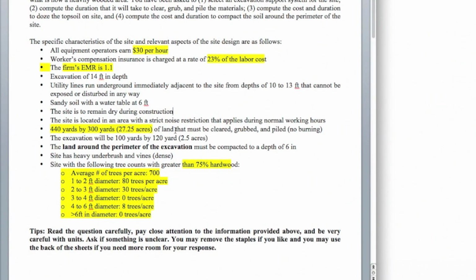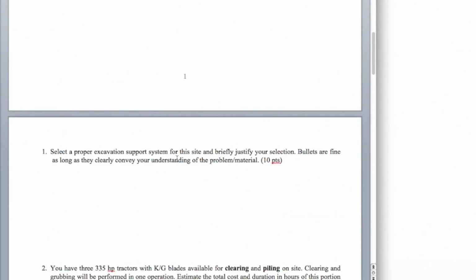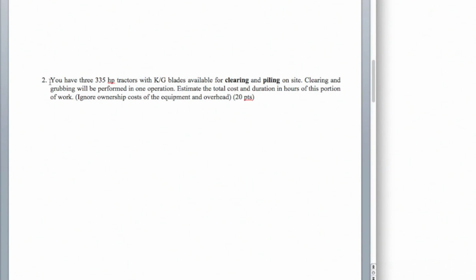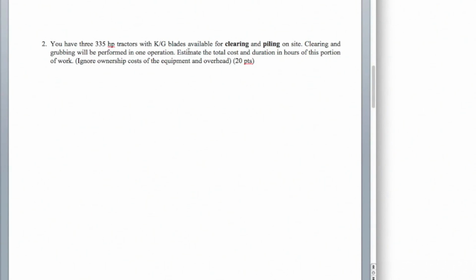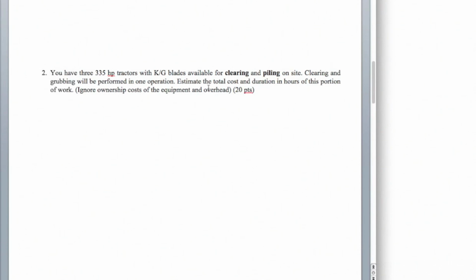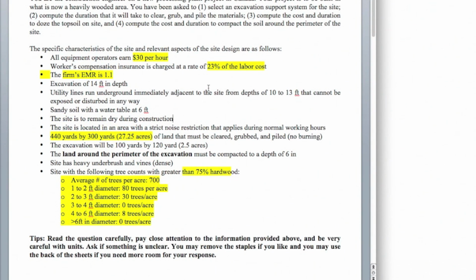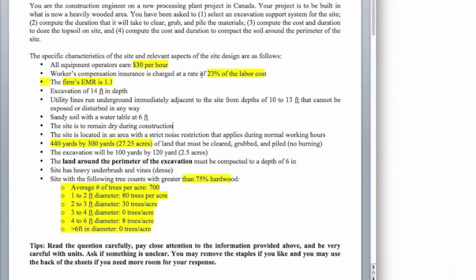Alright, so we're going to be doing problem number 2 here on the CDEN 3256 Construction Engineering Exam 1. You can see here that we're looking for clearing and piling with grubbing, total cost and duration in hours. To get started, we're going to go up to the problem, where I highlighted most of the key information that we're going to be drawing from.